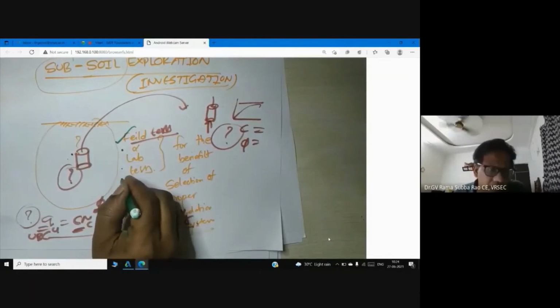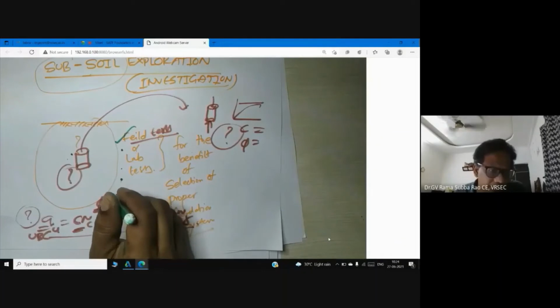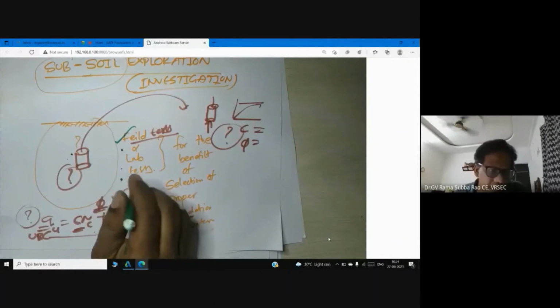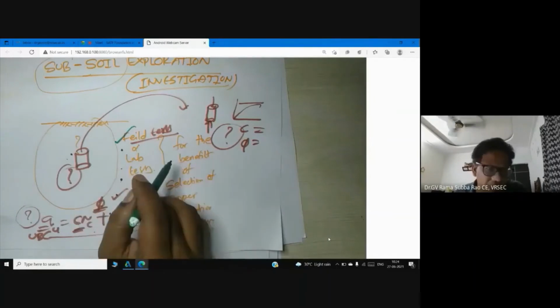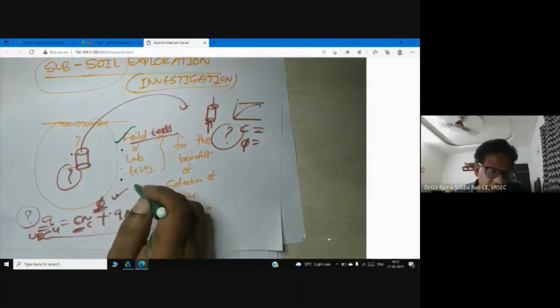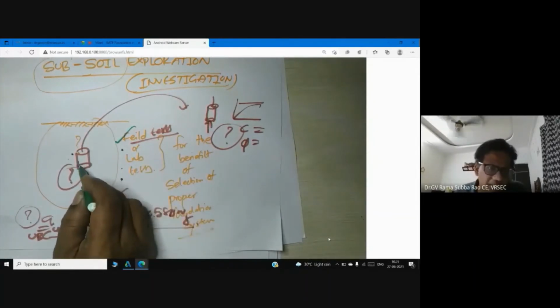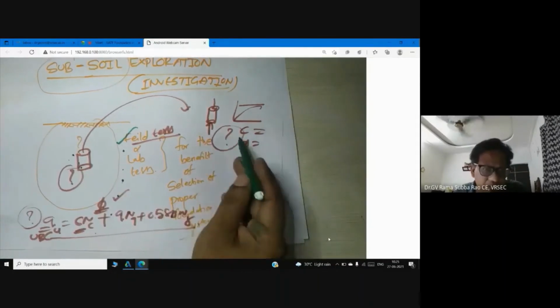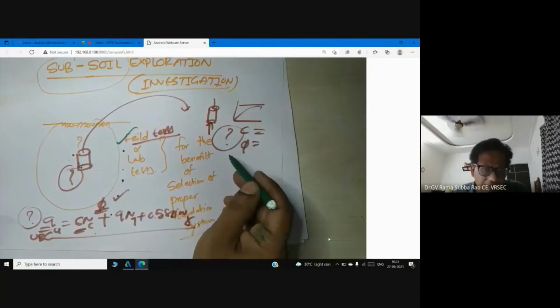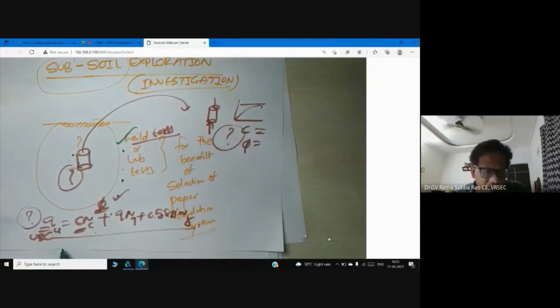But if there are limitations of project cost, if you think your project is of less significance, we prefer laboratory test. We'll collect soil sample, bring the sample to the laboratory, and test it. From that we will arrive at c, phi, gamma. Ultimately, we will calculate ultimate bearing capacity, and from that, safe bearing capacity.